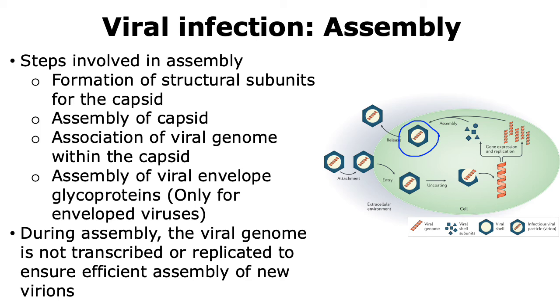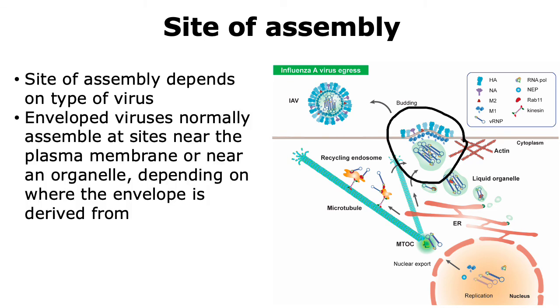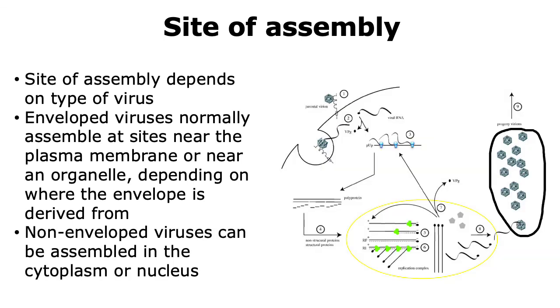new virions. The location in the host cell where the assembly of the virion occurs depends on the type of virus. Enveloped viruses tend to be assembled at sites near membranes, like the plasma membrane, or near an organelle, and this depends on where the envelope of the virus is derived from. On the other hand, non-enveloped viruses can be assembled in the cytoplasm or in the nucleus because they do not need to be near a membrane to obtain the envelope.